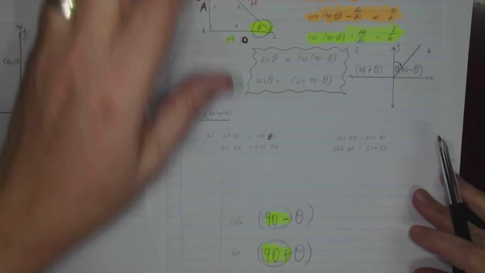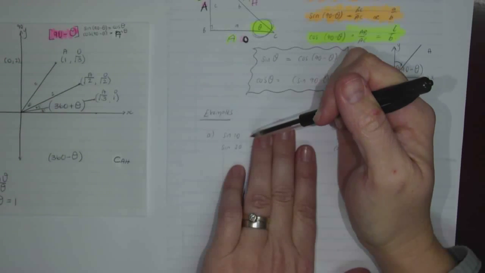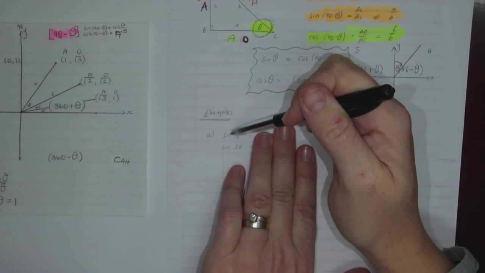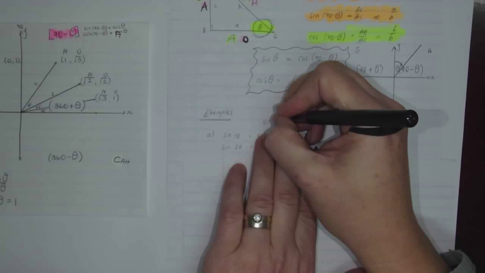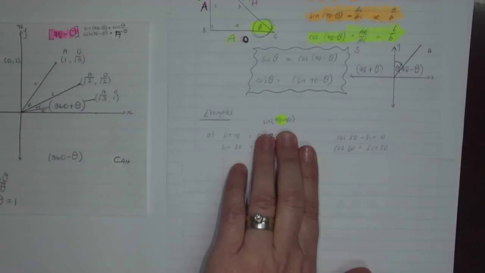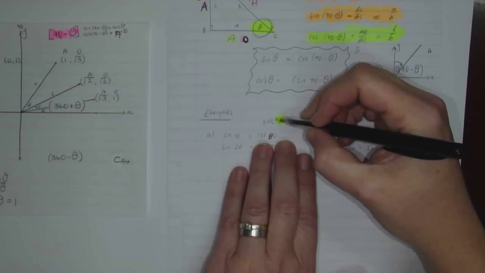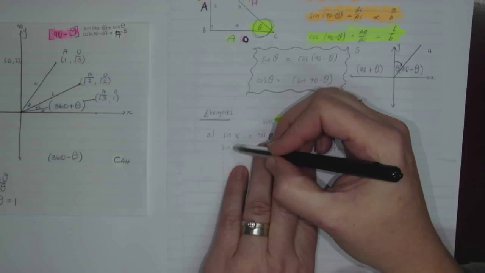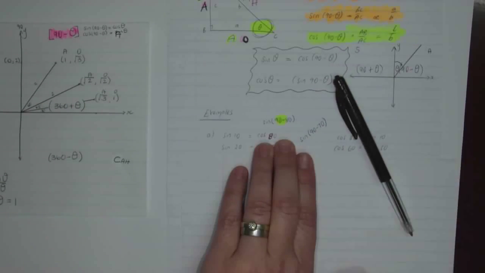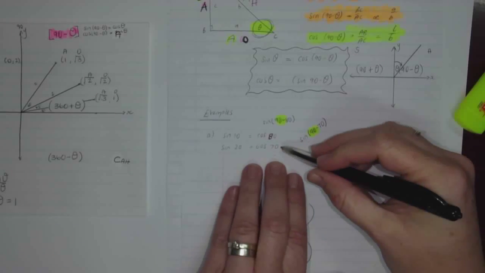So if I say sine of 10, without using a calculator, I can write it as it's acute. Okay, so I'm staying in the first quadrant. So instead of saying sine 10, I can say sine of 90 minus 80. And because I am using sine of 90 minus, sine will change to cos, and I will use the 80. So if I have sine 20, it means I have sine of 90 minus 70. And because I use 90 minus, sine will change to cos of 70.